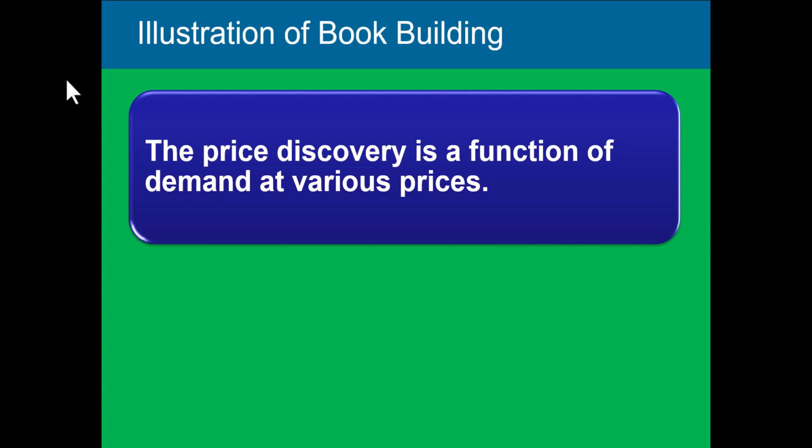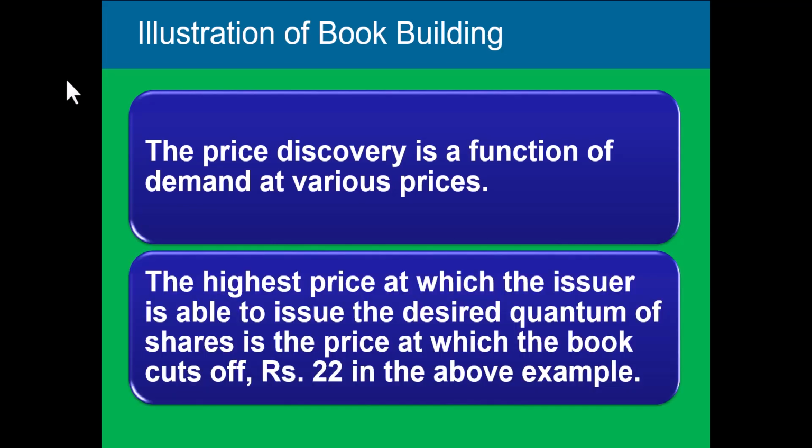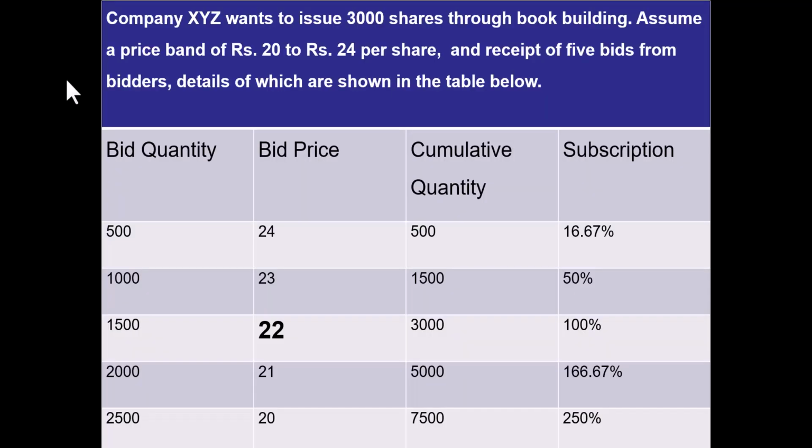So now let's see. The price discovery is a function of demand at various prices. The highest price at which the issuer is able to issue the desired quantum of shares is the price at which the book cuts off, that is 22 in the above example. So here the book has cut off at 22 when the company is able to generate all what it needs. So 22 becomes the price of this IPO. Okay, so at this point the company has received 100% of all the money. So the rest of the people who have applied for 2,000, 2,500, their money will be refunded. Okay, now what happens? Let's see further.